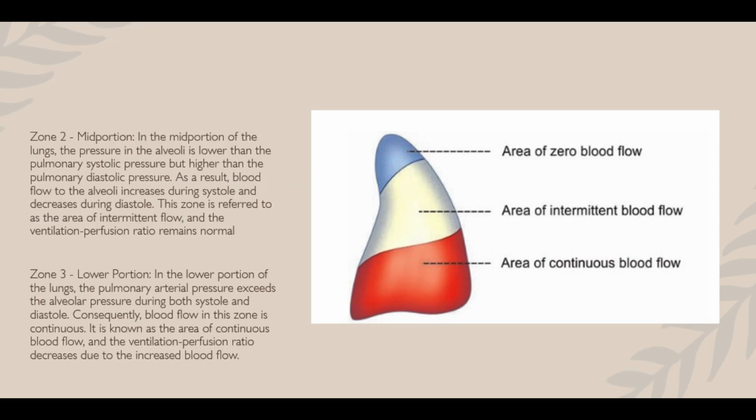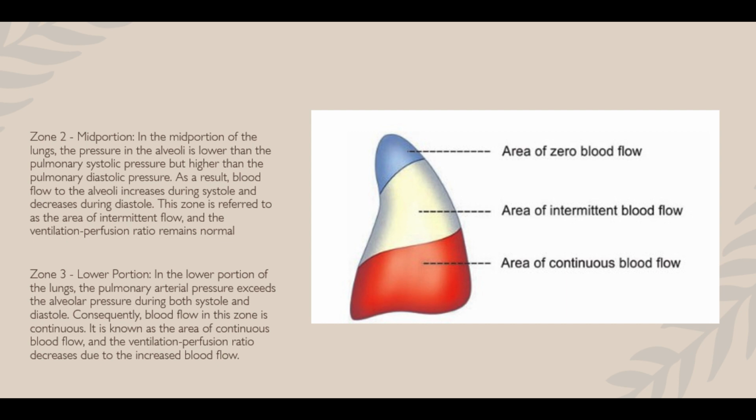Zone 2, mid-portion. In the mid-portion of the lungs, the pressure in the alveoli is lower than the pulmonary systolic pressure but higher than the pulmonary diastolic pressure. As a result, blood flow to the alveoli increases during systole and decreases during diastole. This zone is referred to as the area of intermittent flow, and the ventilation perfusion ratio remains normal.